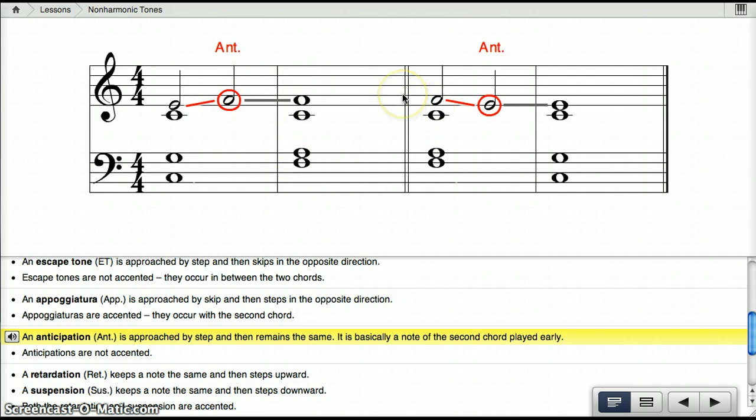Okay, and the anticipation goes exactly the same way, in the opposite direction. So you have an F major chord, and then the soprano voice went down by step to an E, and then the next chord rang, and then it was resolved. So it kind of resolved early in anticipation of the next harmony.